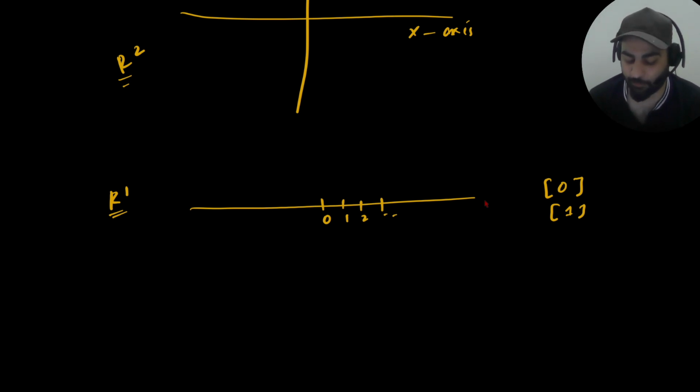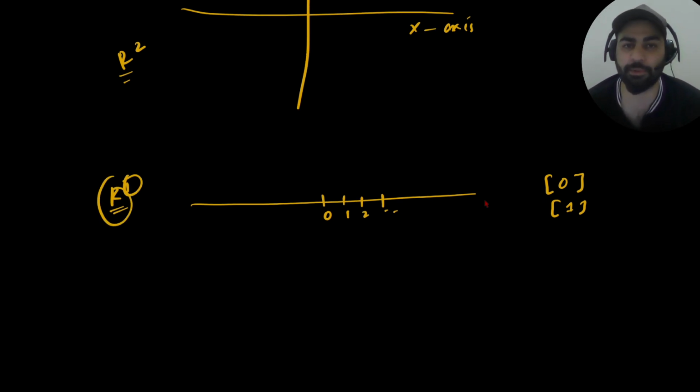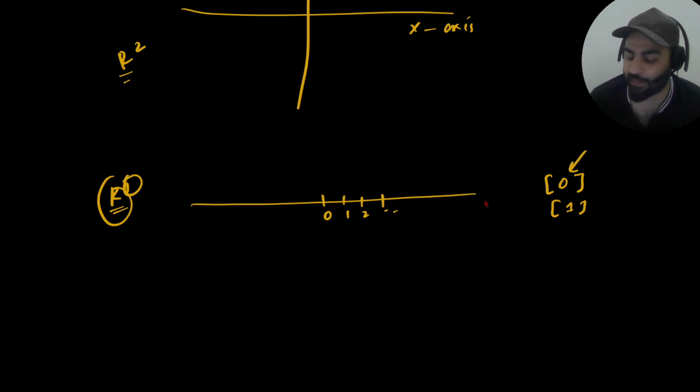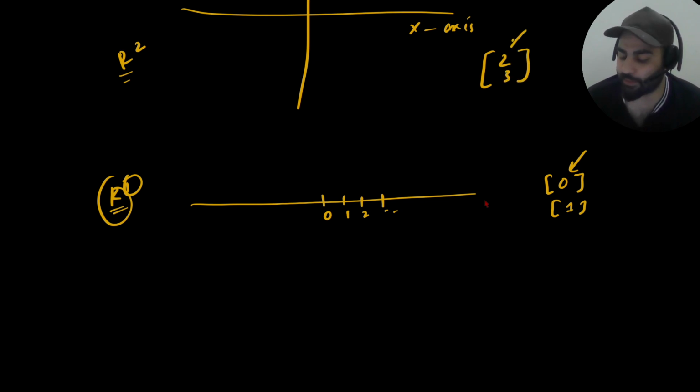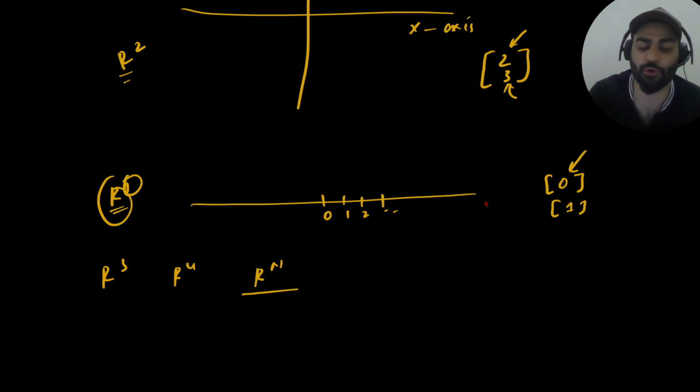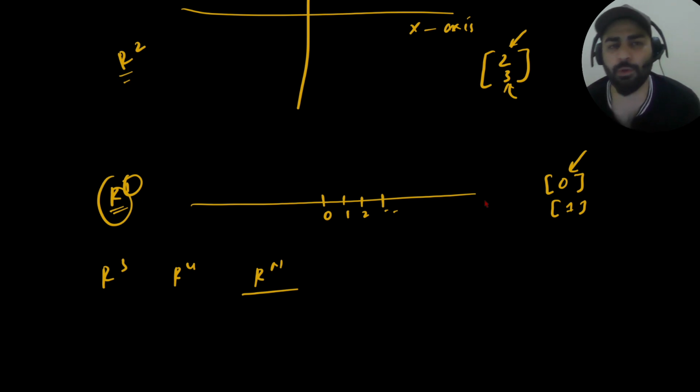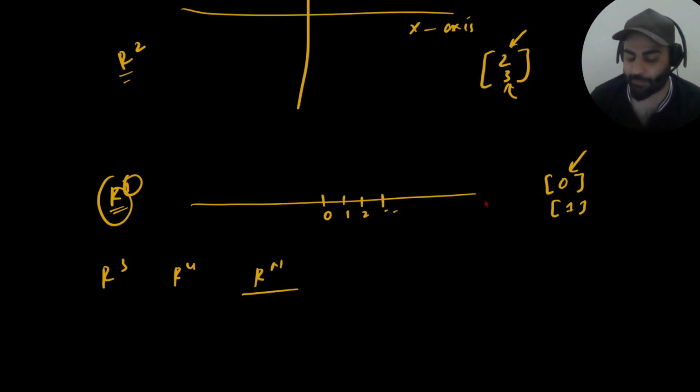The 1 basically means the dimension, how many components it has. This vector has only one component. R2 can be written as 2, 3, which means it has two components, one along the x-axis and one along the y-axis. Similarly, we have R3, R4, Rn and things like that. Until this point, I used to call them a vector space. Now let me formally tell you what a vector space is.